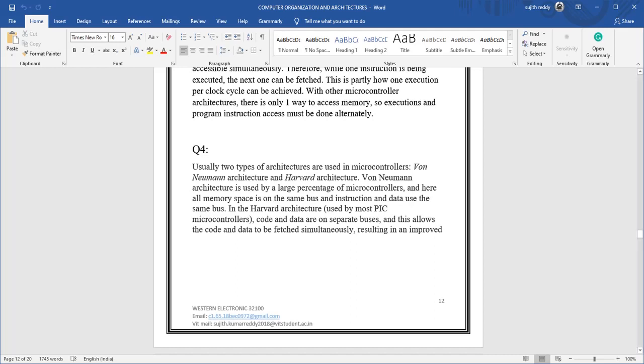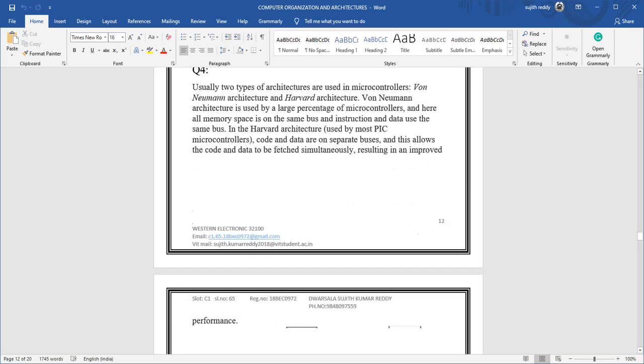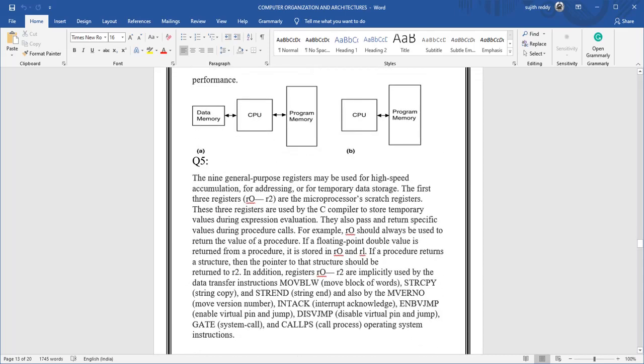Von Neumann architecture is used by a large percentage of microcontrollers, and all memory space is on the same bus, so instructions and data use the same bus. Harvard architecture is used by most PIC microcontrollers, and code and data are on separate buses. This allows the code and data to be fetched simultaneously, resulting in improved performance. So here we can see data memory, CPU and program memory.